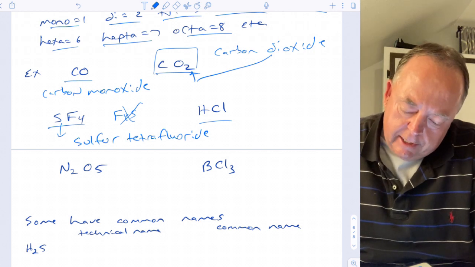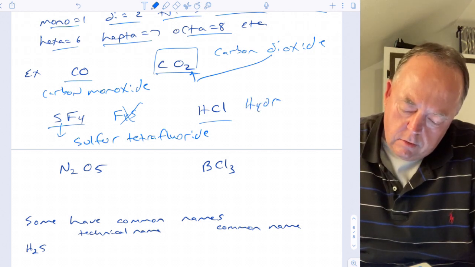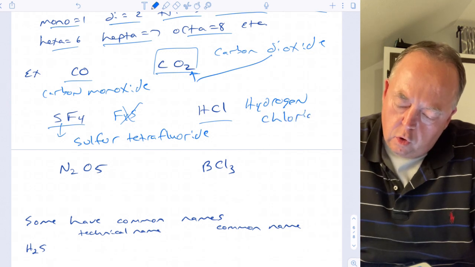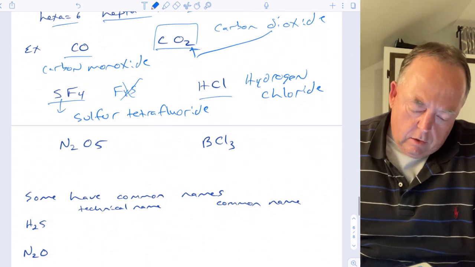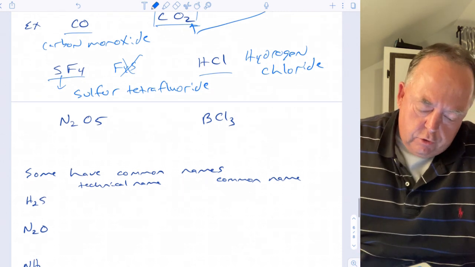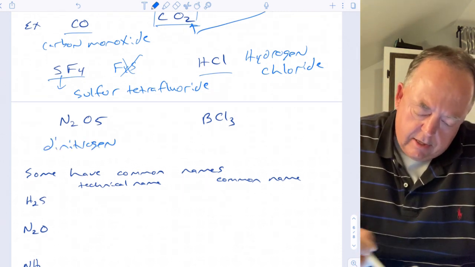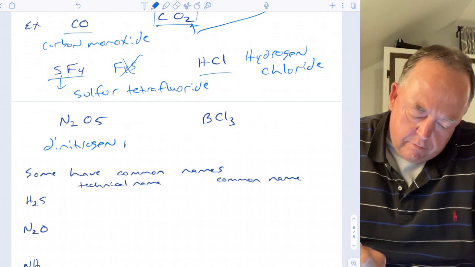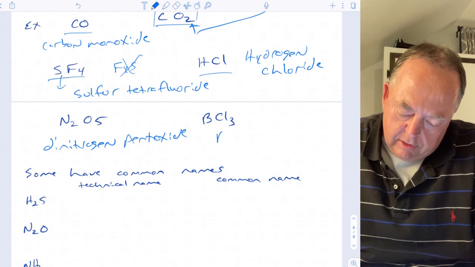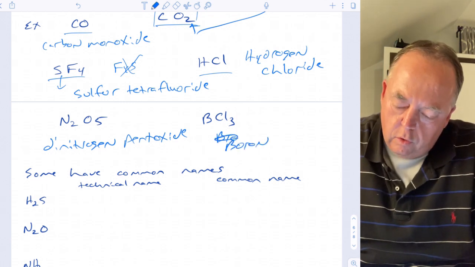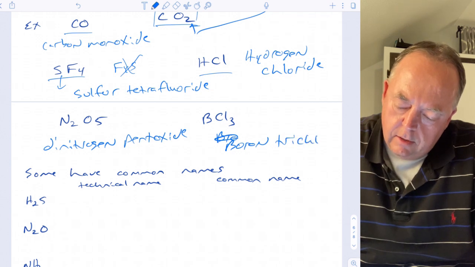So HCl would be hydrogen, and Cl would become chloride. Okay, so N2O5, there are 2 nitrogens, so that would be dinitrogen. And 5 oxygens, so 5 would be pentoxide. And this would be boron, and 3 chlorine, so that would be trichloride.